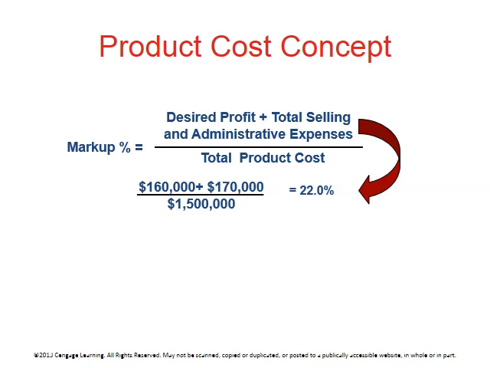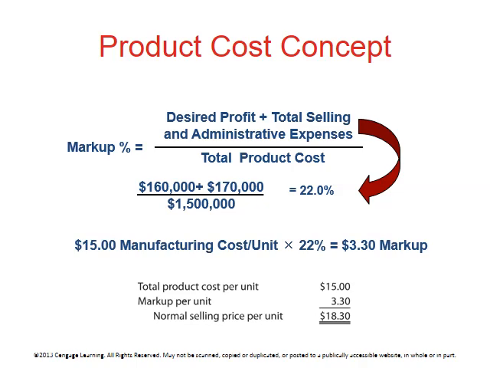So if we take our desired profit, we know we want $160,000, plus our selling and administrative expenses, which were given a few slides ago at $170,000, divided by the total product cost we just calculated of $1,500,000, our markup percentage is 22%. So our $15 manufacturing cost per unit we calculated on the previous slide times 22%, which was what we want our markup to be, is a $3.30 markup. So if we add the $3.30 markup to our $15 cost per unit, our selling price is $18.30 per unit.